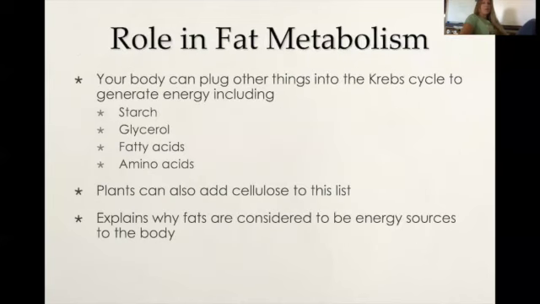Now, glucose is our main energy store, but we can also use fat. So your body can plug other things into the Krebs cycle. It's harder, it's not as efficient, we're not going to get as much ATP. But we can plug in starch, glycerol, fatty acids, and amino acids. Plants can add cellulose to that list, and it's why fat is considered to be an energy source for the body.